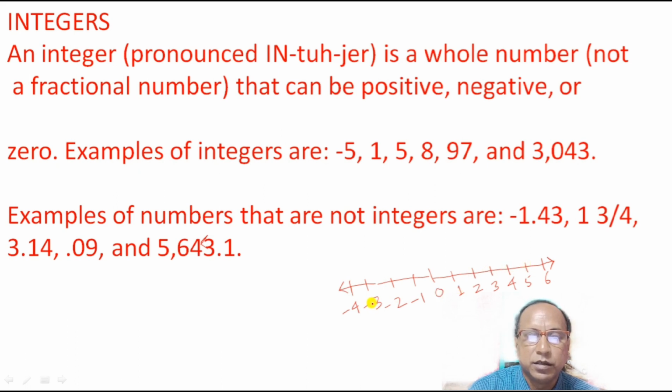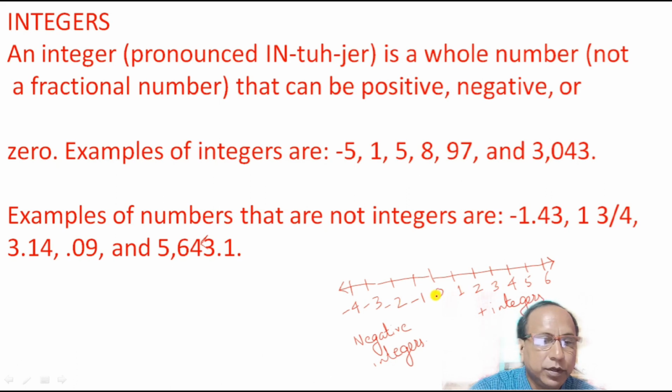I already told you the integers are positive integers, +1, +2, +3, +4, +5, +6, and negative integers, -1, -2, -3, including 0. That means integers are the set of positive integers and negative integers, including 0.